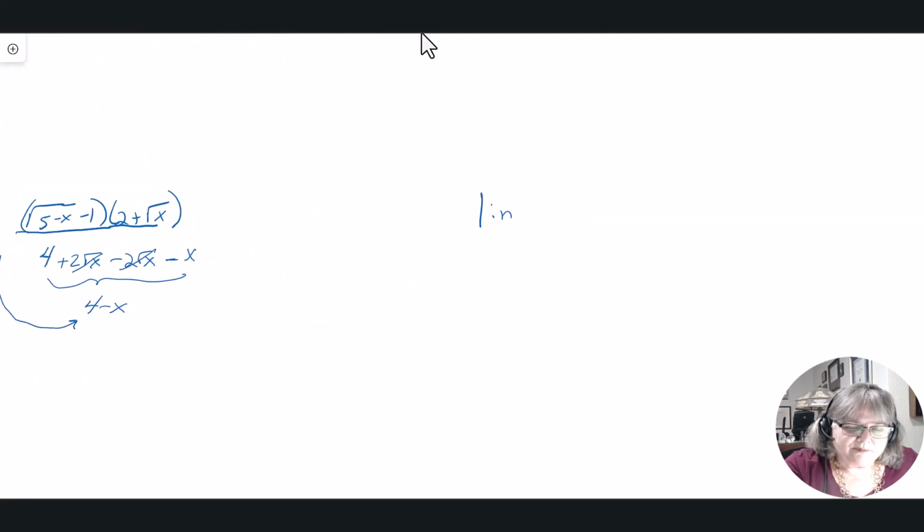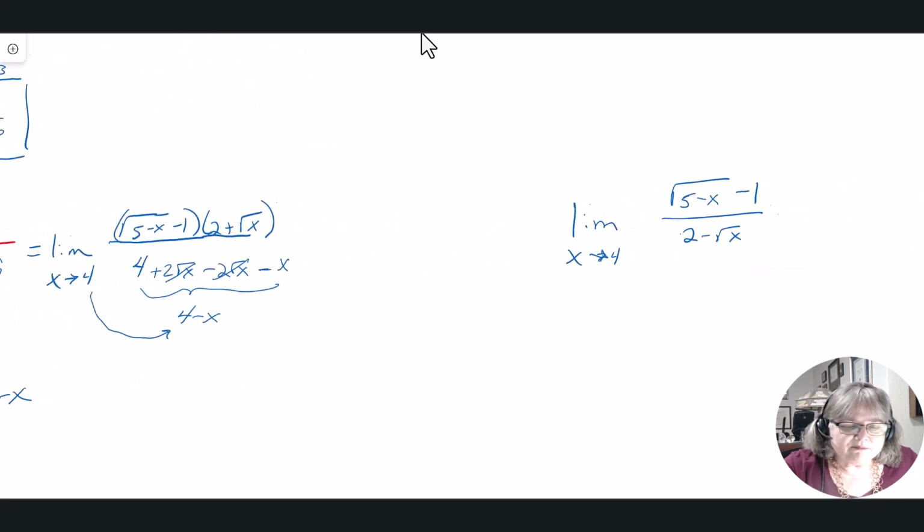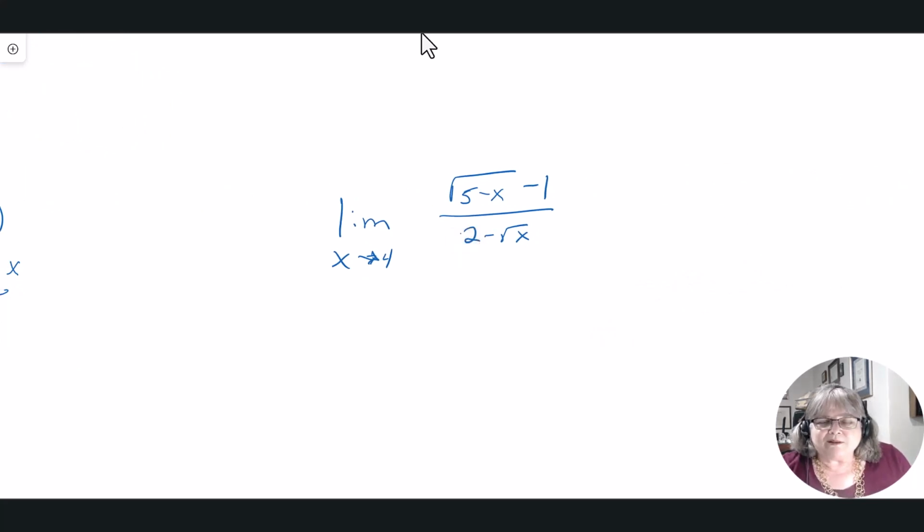And we have the limit as x approaches 4 of the square root of 5 minus x, minus 1, over 2 minus the square root of x. So it's the same problem that we had. Since we ran into this brick wall with rationalizing the denominator, let's try rationalizing the numerator. I don't know that this is going to be any better, but let's give it a try.